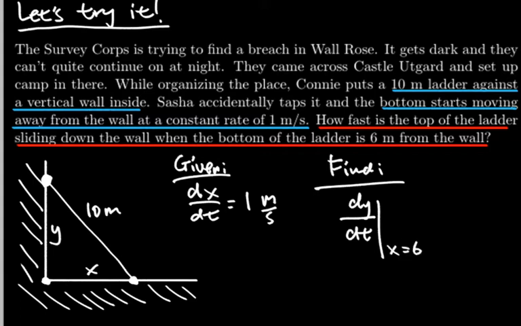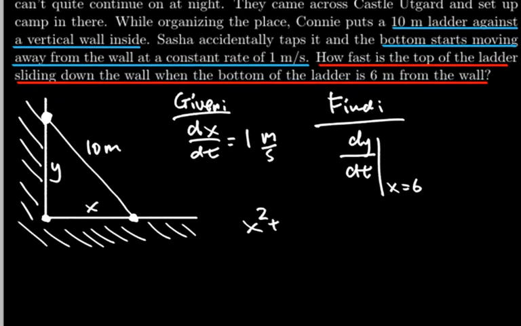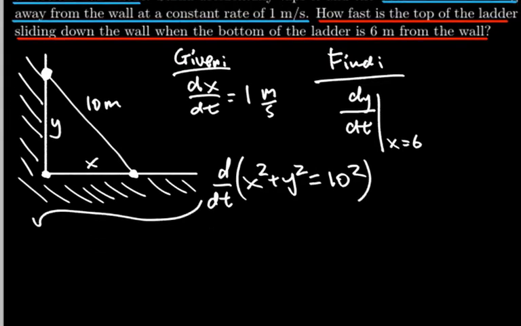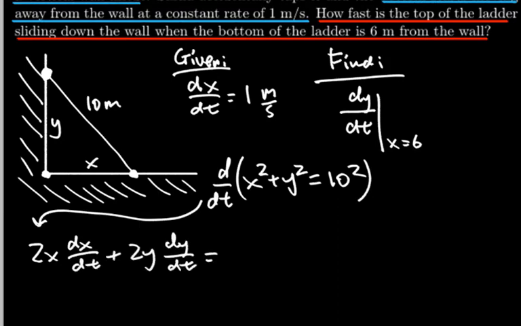Let's try to figure this out. We have a right triangle, which means we can apply the Pythagorean theorem. x squared plus y squared equals 10 squared. We need dy/dt, so let's take a time derivative here. We get 2x dx/dt plus 2y dy/dt equals, well, 10 squared is just a number, and the derivative of a number is 0.